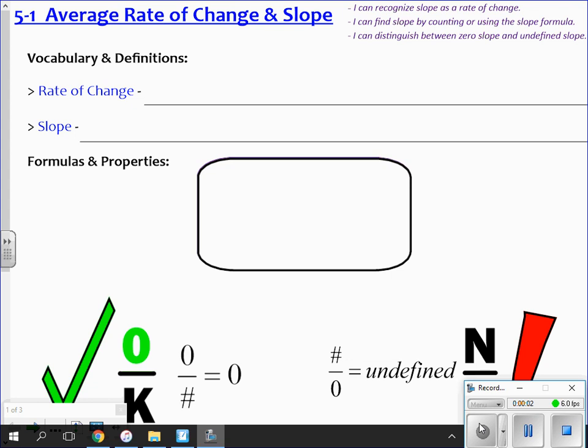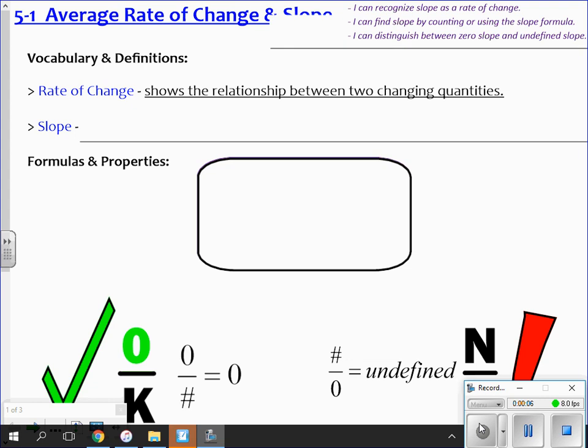Vocabulary definitions. We're talking about average rate of change and slope. The rate of change shows the relationship between two changing quantities: how fast something changes. This is a big deal. This is something that is studied an awful lot in math, being able to analyze how something changes, how fast it's changing, when those changes happen.